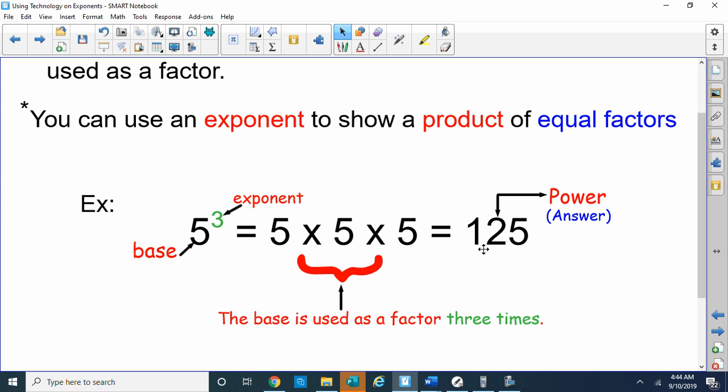is 125. So what we did was we took the big 5 here, which is called the base. The exponent is the little number on top of the base, and it is expanded out into 3 5s written. Why? Because the base is used as a factor, the big 5, 3 times, because the exponent of 3 tells us how many times to write the base by multiplication. The answer is 125. That is called the power. Sometimes people say just the answer, but power is the terminology that should be used.